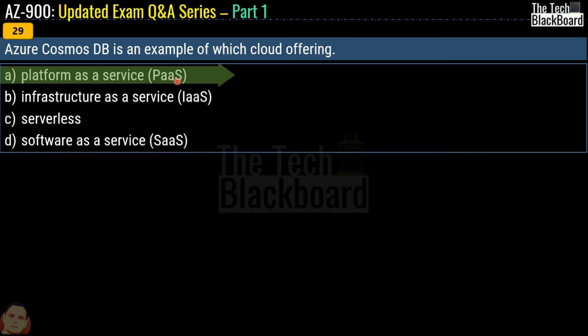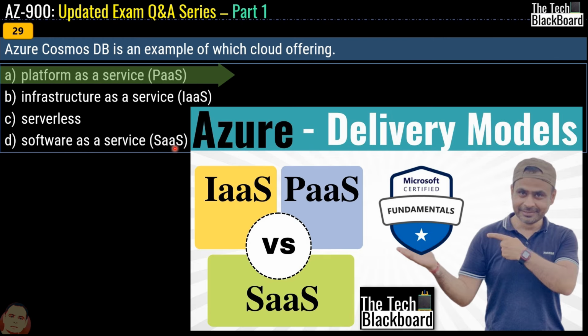And friends, if you want to get a thorough understanding of differences between IaaS, Infrastructure as a Service, PaaS, which is Platform as a Service, or SaaS, which is Software as a Service, then you must watch this video which is now appearing on your screen. In this video, I have explained all the aspects of PaaS, IaaS, and SaaS with examples and use cases. So please go ahead, watch this video and understand what are the exact differences between Platform as a Service, Infrastructure as a Service, and Software as a Service. It's a very important concept and you must understand it if you are trying for AZ-900.